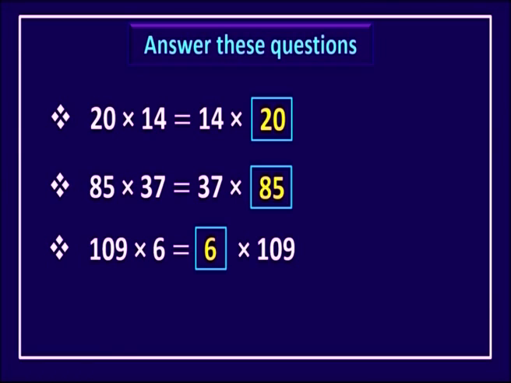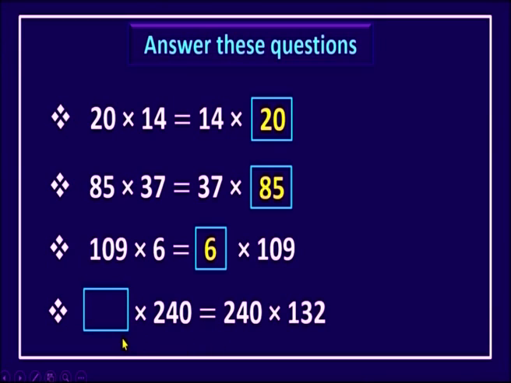That's right, it is 6 once again. You are absolutely right, children. Now let us see the final question, that is an empty box here into 240 is equal to 240 into 132. Now what is the exact answer, children, for this? You are right once again, it should be 132 only. This is true for all the type of numbers. Even you can try taking any two numbers and do it for yourself.